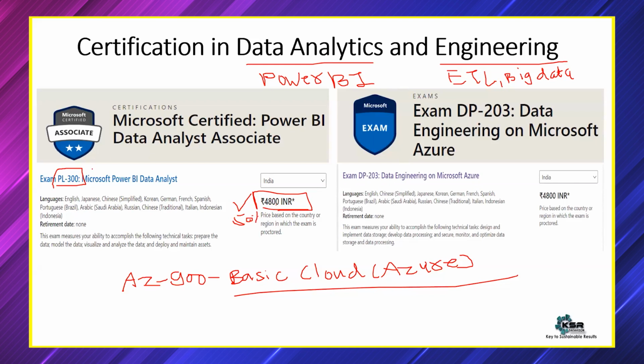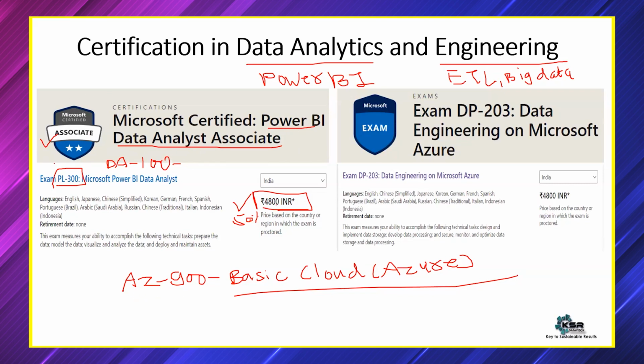Earlier, this PL300 examination was called DA 100, Data Analyst 100. They have certainly changed a few things. The name of the examination is also changed. There is a slight change in the syllabus also. They have upgraded it with a few of the latest concepts. Earlier it was DA 100, now it's PL 300. That is the biggest difference. This is for the certified Power BI data analyst. If you complete this course, at the end of this course, you can attempt this associate level certificate.